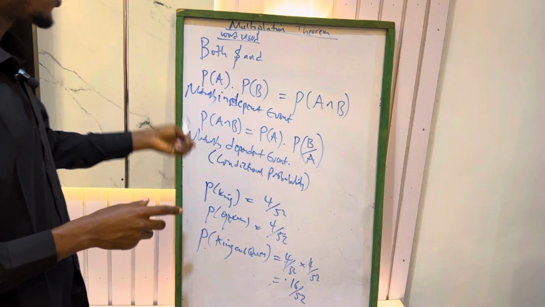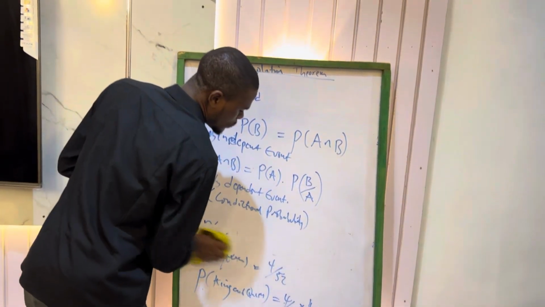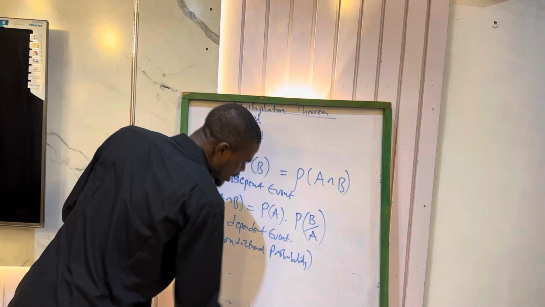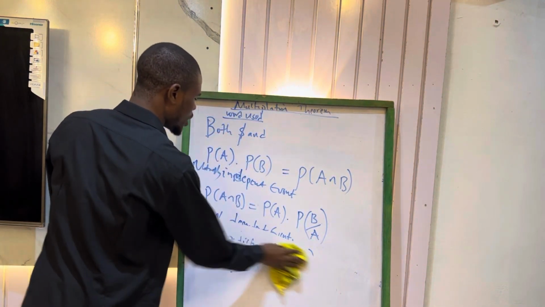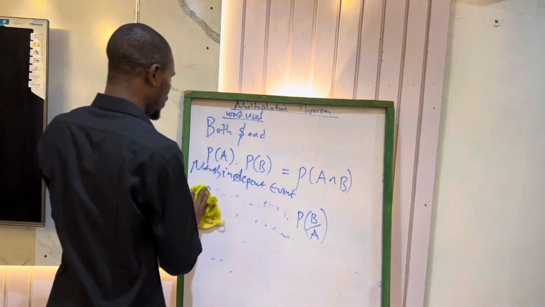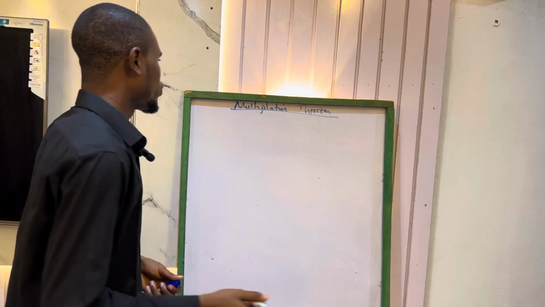For the second example we did, we talked about a random number between 1 to 50. What is the probability of getting a number that is divisible by 3 and 7? Let's check this other example together.